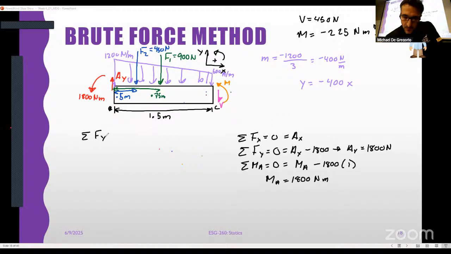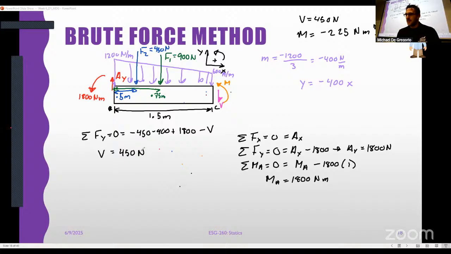Sum forces in the y direction is equal to 0. I've got negative 450 minus 900 plus AY, which was 1800. I think that's all of them, right? Minus V. Well, hey, look at that. That's 450. Well, hold on. It's 1350 plus 1800. Oh, man. Crazy. It matched.